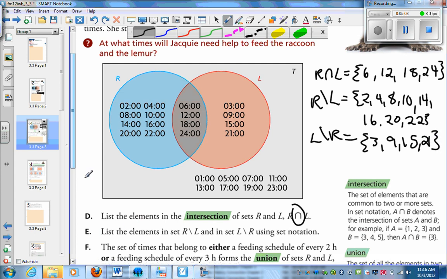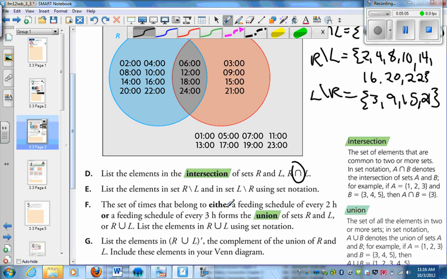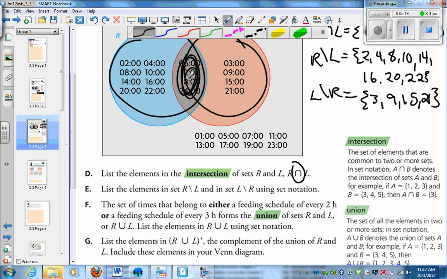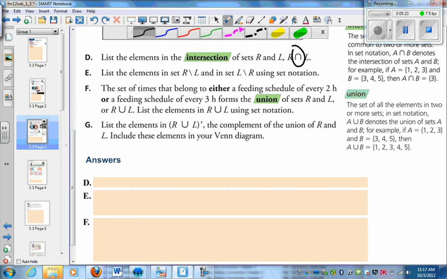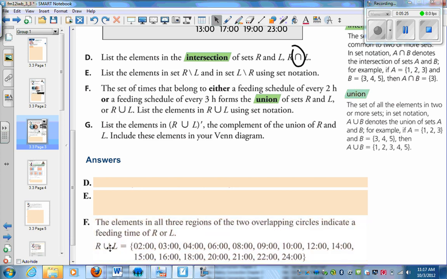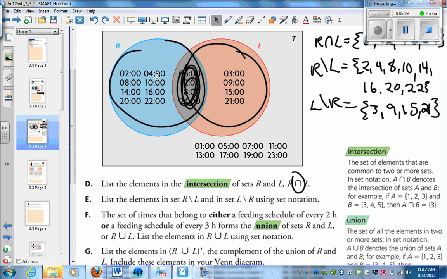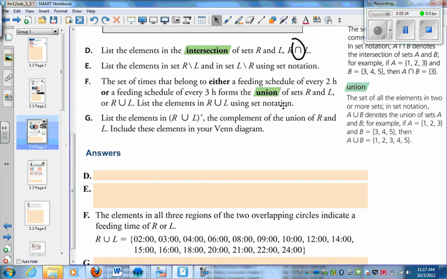Okay, so the set of times that belongs to either a feeding schedule of 2 or of R forms the union. So union is everything together. List all the elements. So for the union, we take everything in blue, everything in red, and everything in between. But we only write things once. So I'm going to show you what that looks like in a nicer way. So look, we did 2, 3, 4, all the things that are 2, 3, 4. We're going to include 6, everything that's in all 3 of those regions.